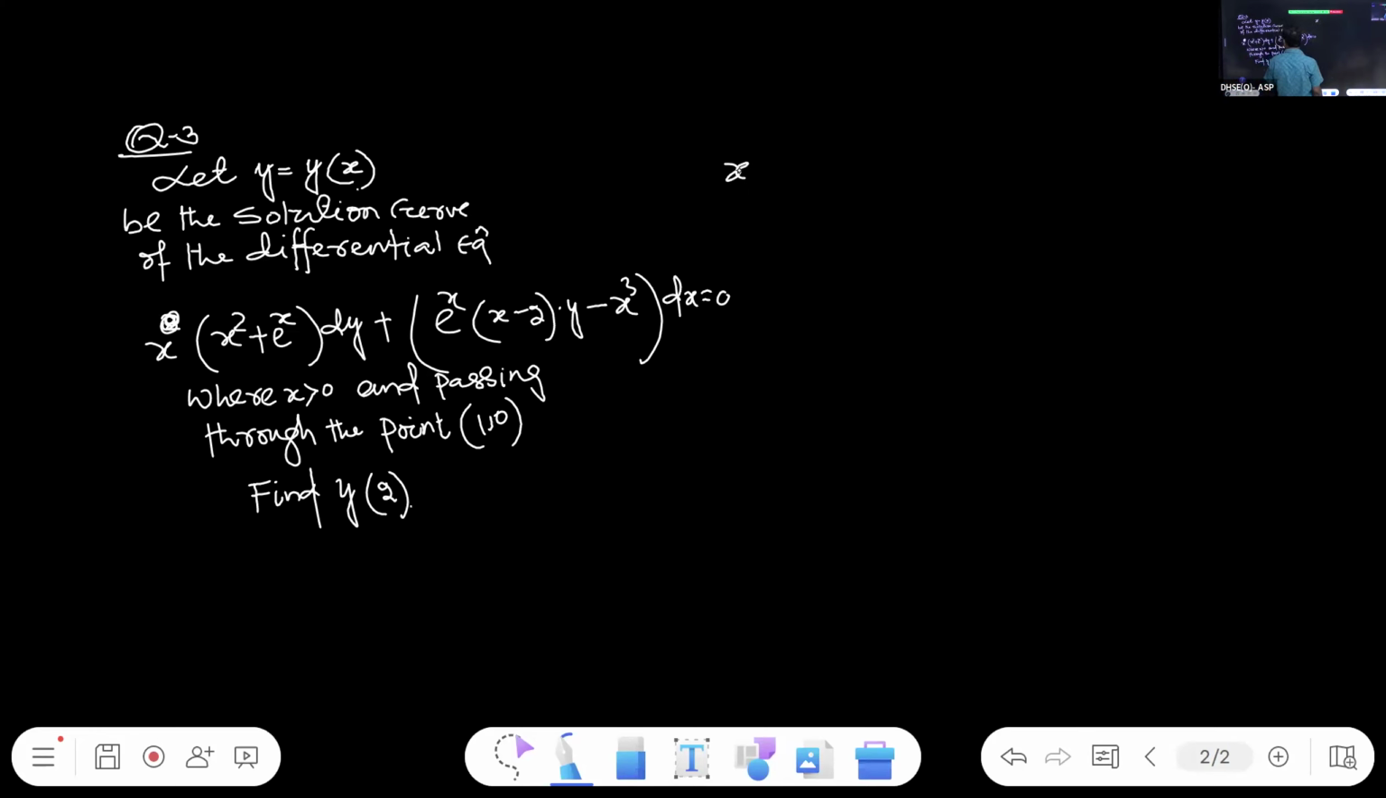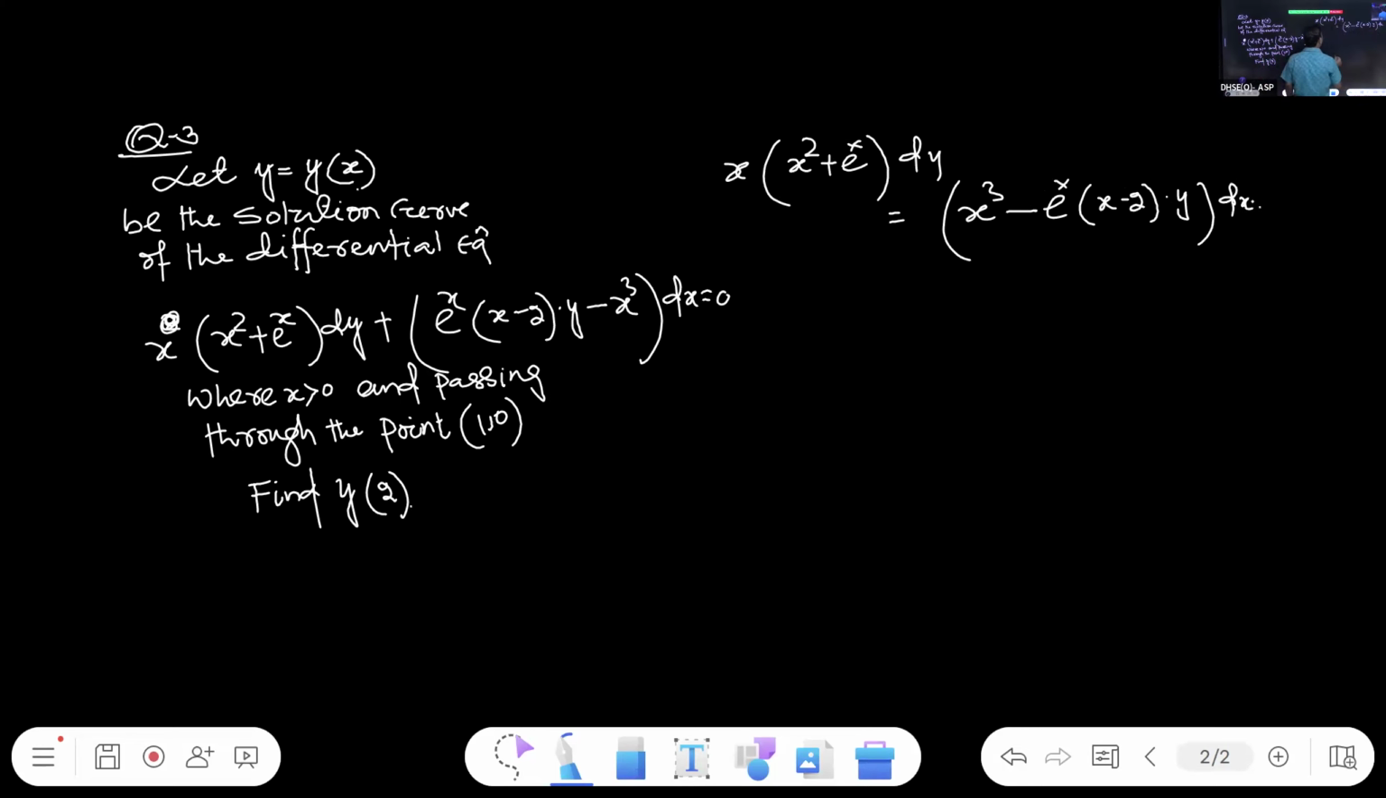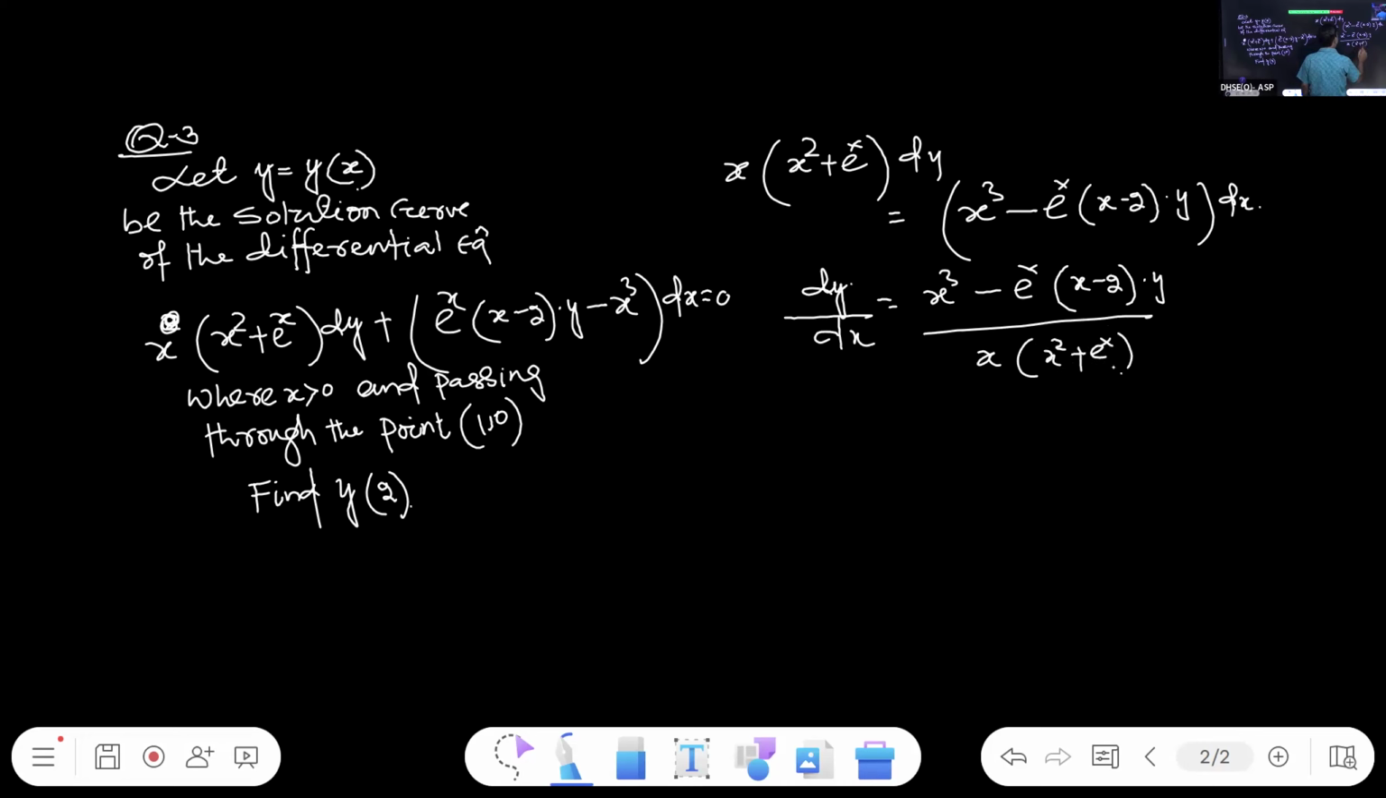First arrange the terms and put the equation in the form dy upon dx plus py is equal to q. x into (x square plus e raised to the power x) into dy equals x cube minus e raised to the power x into (x minus 2) into y, whole into dx. So dy upon dx equals x cube minus e raised to the power x into (x minus 2) into y, upon x into (x square plus e raised to the power x).